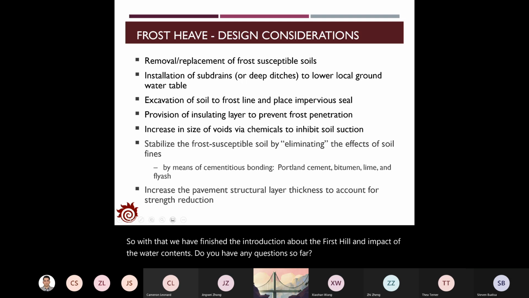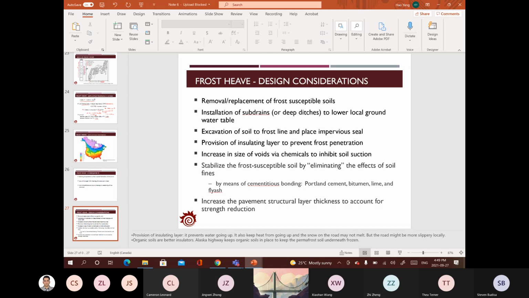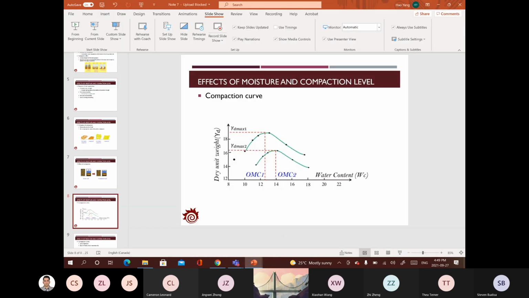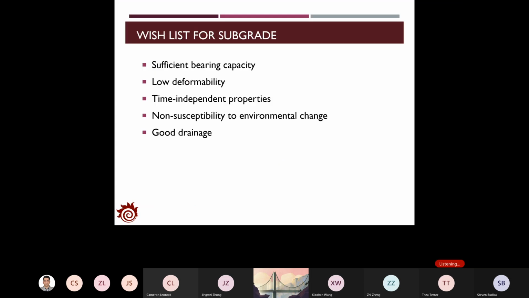Okay, if there's no question, I will go to the next one, which will continue the introduction about the highway subgrade structure. And let me just save this one first. So let's continue the introduction about the pavement structure, the subgrade structure. And this is the wish list we have to consider.